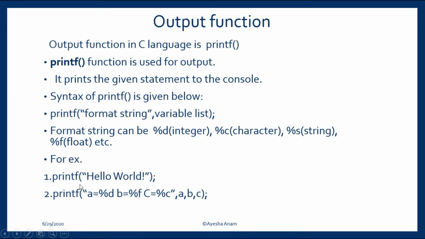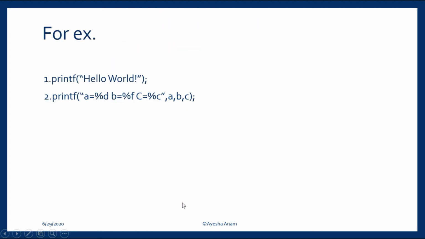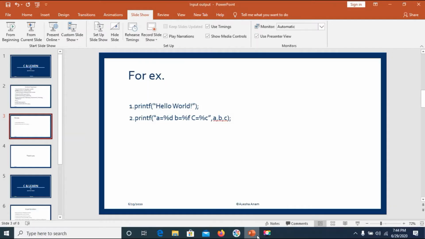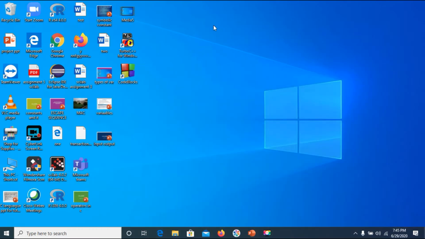Here I have written two examples. First is for printing the string. So in printf, simply hello world is written and it will be printed as it is on the console after you run the program. And the second example is, here we have used three different variables a, b, c with different data types. A is of integer type, b is of float type and c is of character type, and we have printed all these variables. So we will see this program using Turbo C. We will write this program in Turbo C.